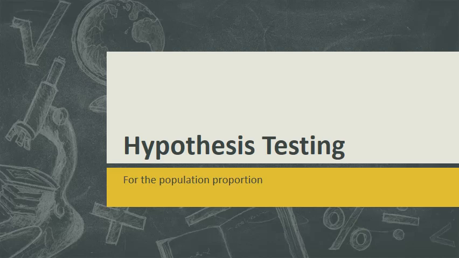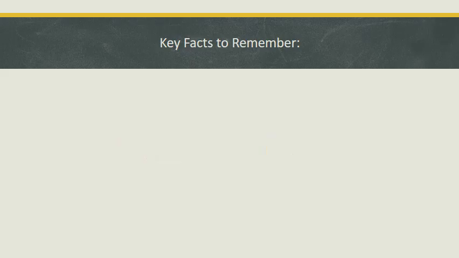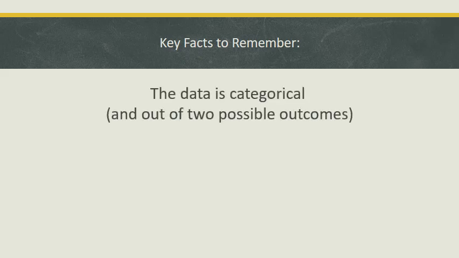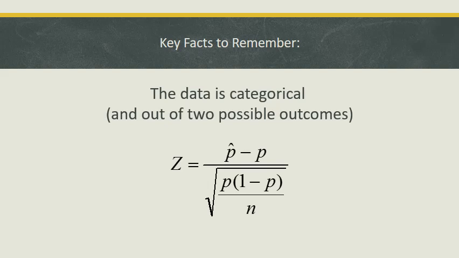Okay, this video is about hypothesis testing for proportions. And proportions, as we've already seen, always end up with a z distribution, so that's nice. Among the key facts to remember, the data is categorical, and we are keeping it simple so there are only two possible outcomes, like a yes or no question. And here is the formula for z when we are dealing with proportions. Remember that p hat is the sample proportion and p is the parameter representing the population proportion.